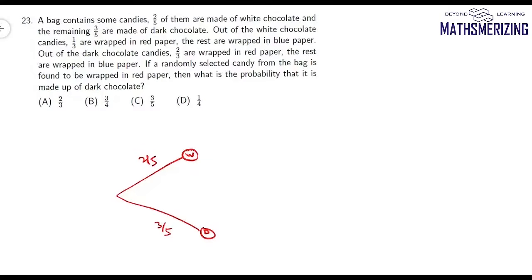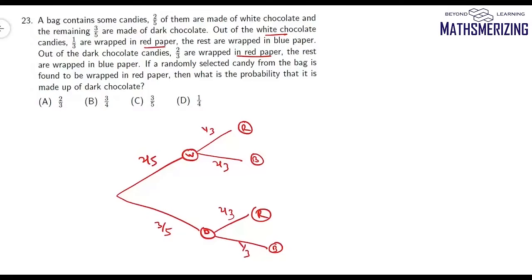Now out of white chocolates, 1/3 are wrapped in red paper. So these chocolates are wrapped in either red paper or blue paper. So the probability that a white chocolate is wrapped in red paper is 1 by 3, and it is wrapped in blue paper will be 2 by 3. In the same way for dark chocolate, the probability that it is wrapped in red paper is 2 by 3, and the probability that it is wrapped in blue paper is 1 by 3.